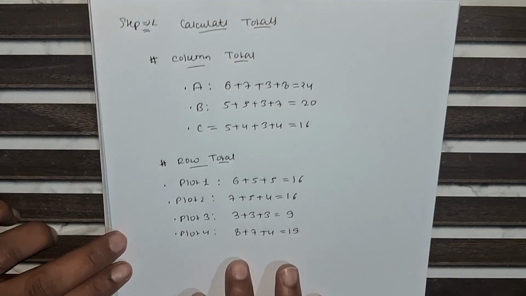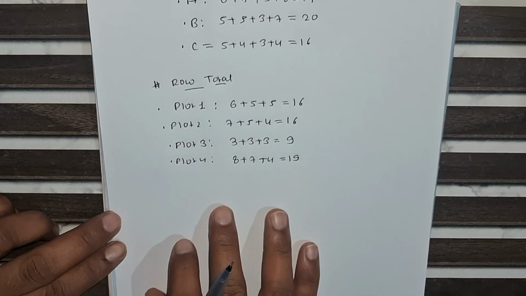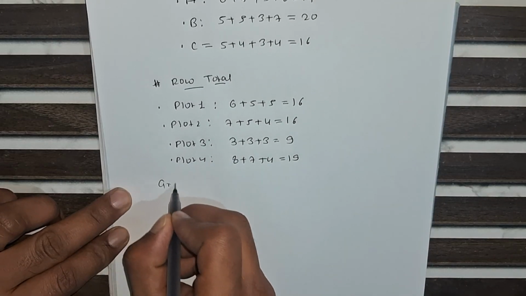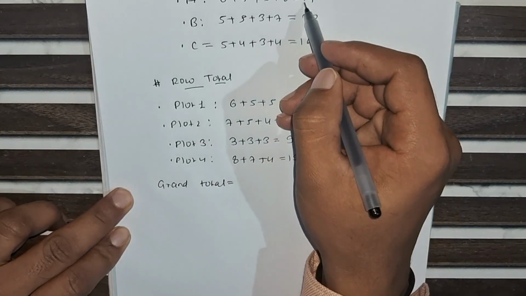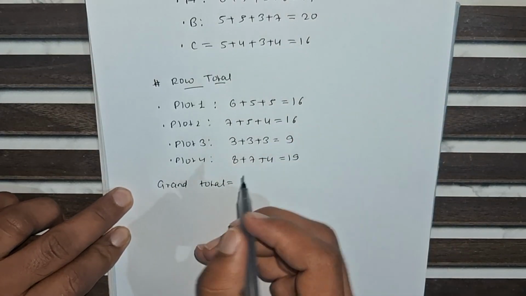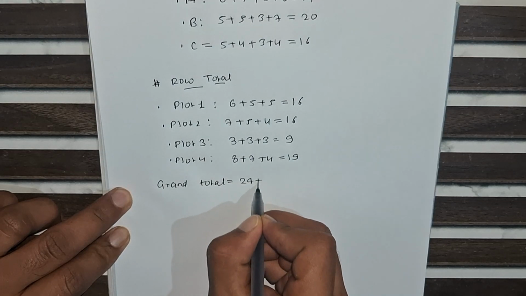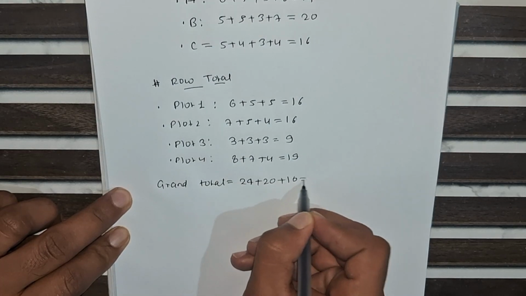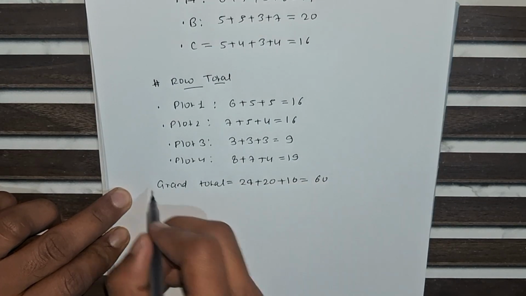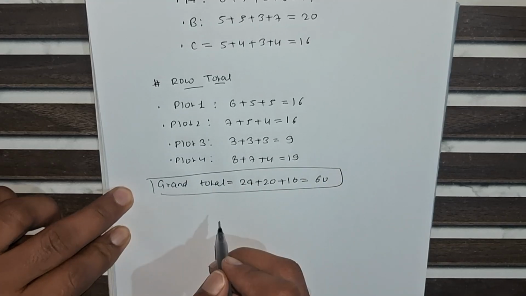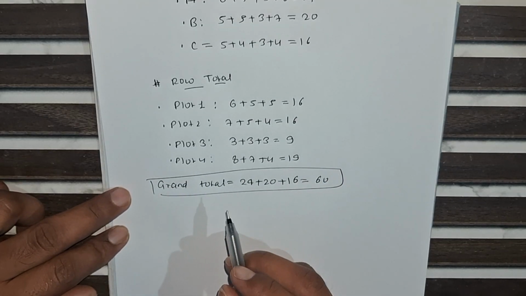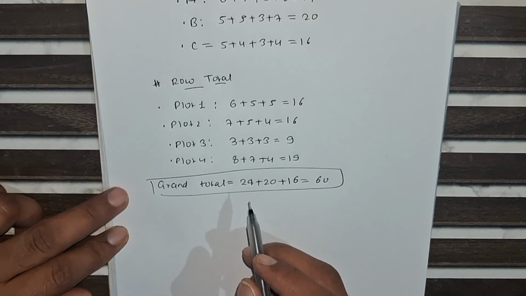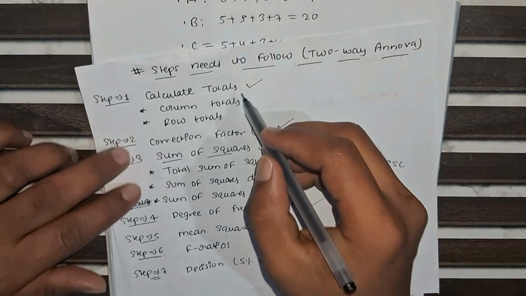So now we are finding our grand total. Grand total equals 24 plus 20 plus 16, which equals 60. This is our grand total. So our first step is completed.